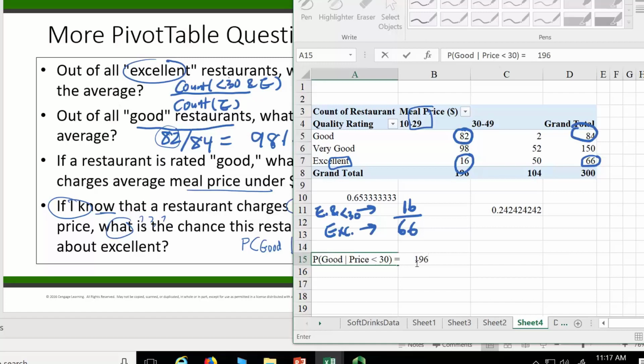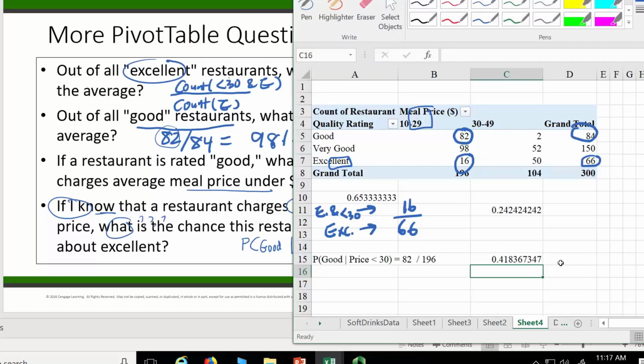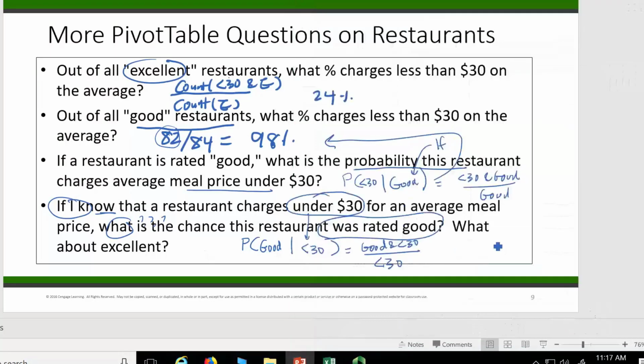196. And in the numerator, I would put what? 82. Right, 82 good and under 30, so 82 would go here. So 82 over 196, and that's 42%. Okay, so that's good. Let's write it down: 42%.